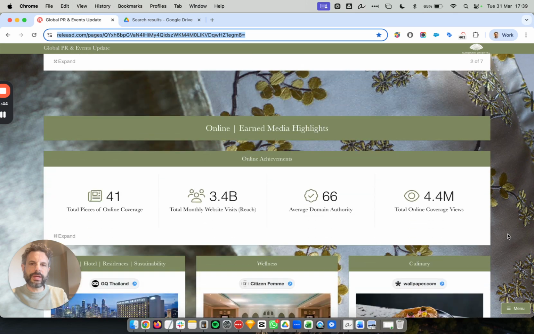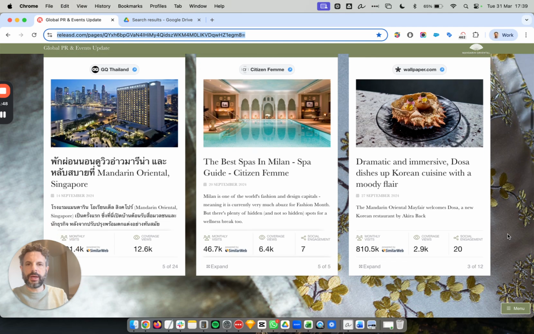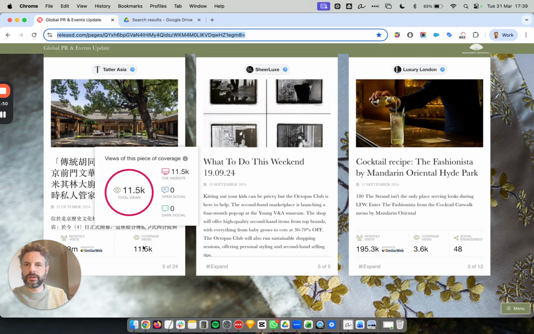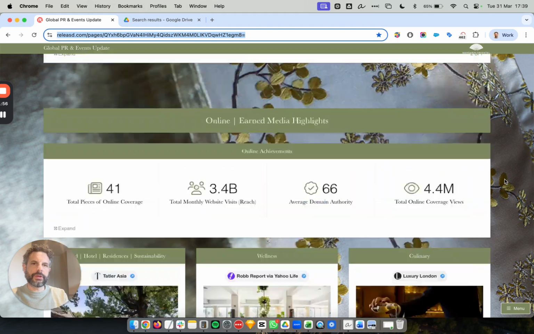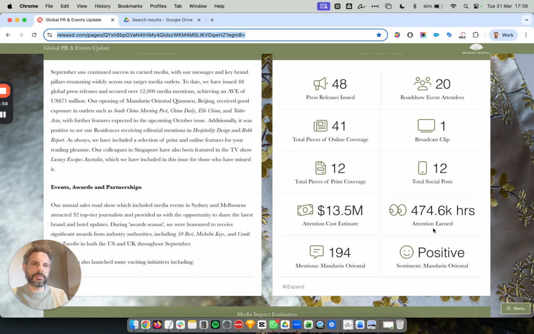The missing ingredient, though, is, well, how many people have read each article? And we actually know that with one of our own metrics, which is coverage view. So that's the missing ingredient. That gives us everything we need to estimate how many hours of focused attention the online coverage has achieved.